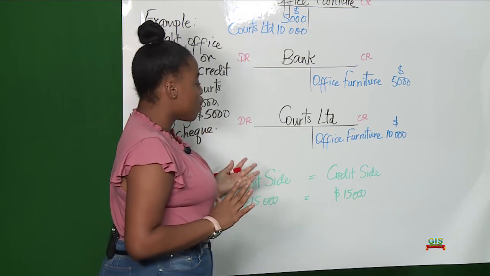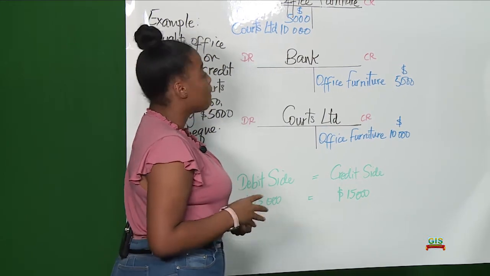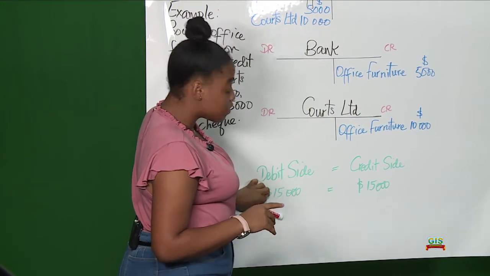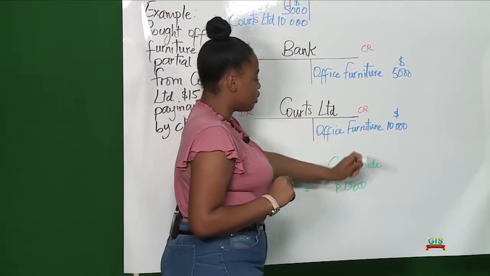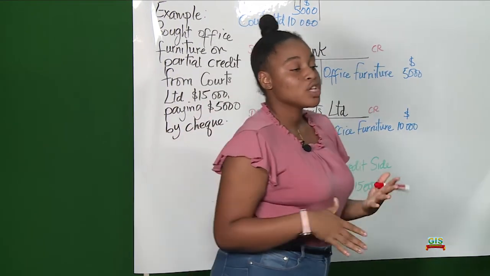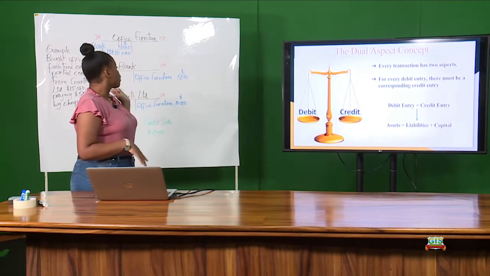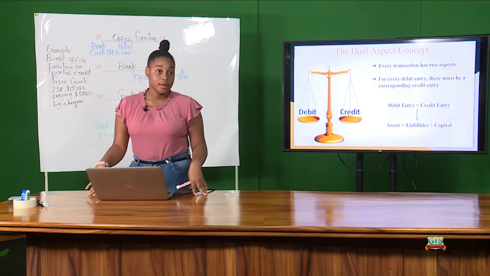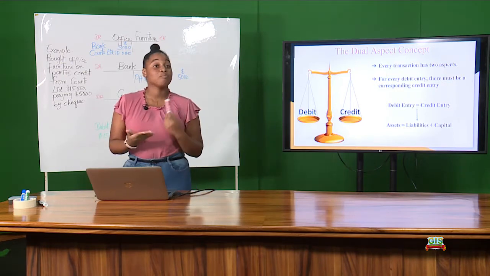So even with compound entries, the double entry concept should still apply because the total of the debit side, $15,000, has to be equal to the total of the credit side, $15,000. So whether two accounts are being affected or whether we have instances with compound entries, the double entry concept should come to play. If it doesn't, then most likely you have made an error.